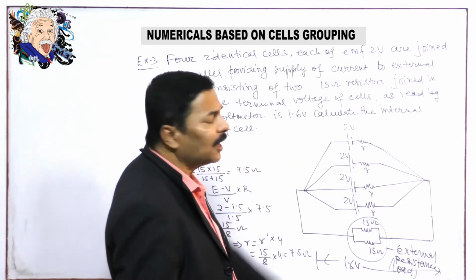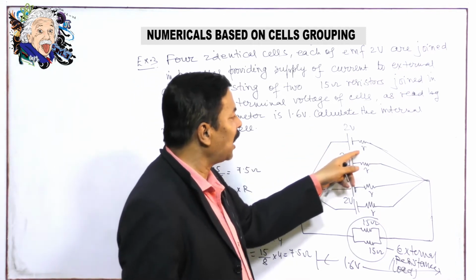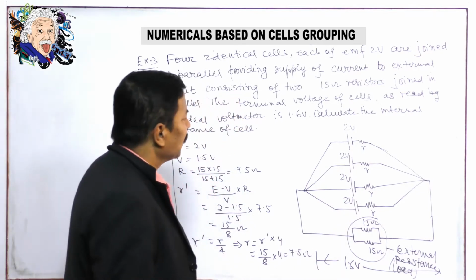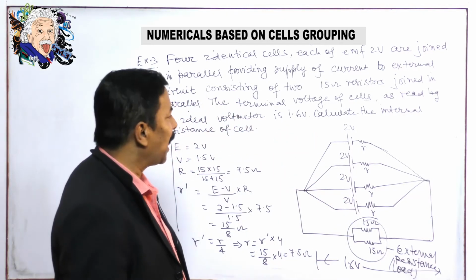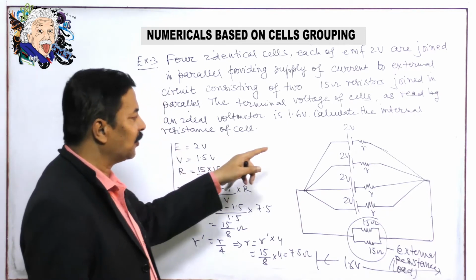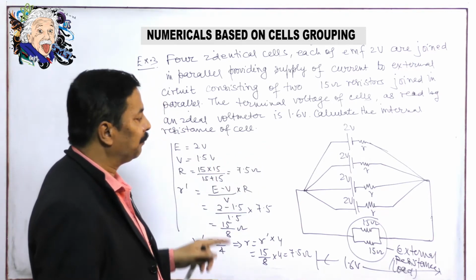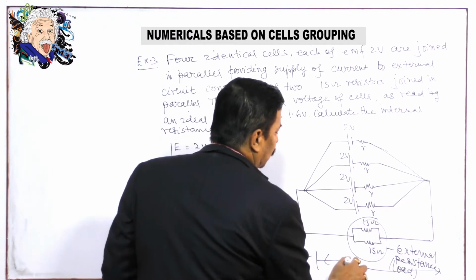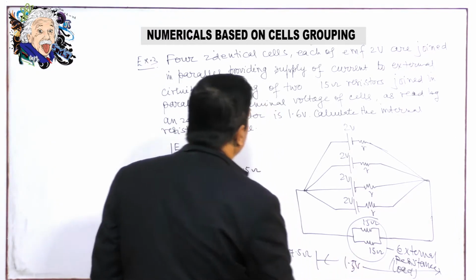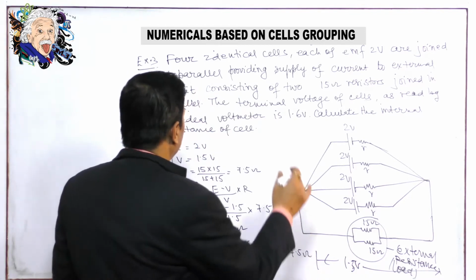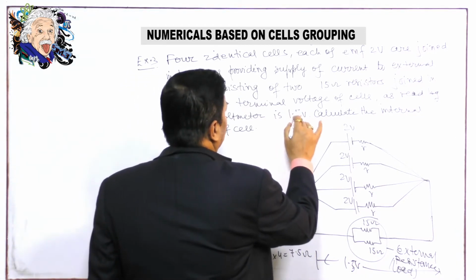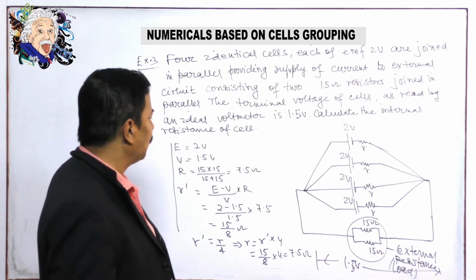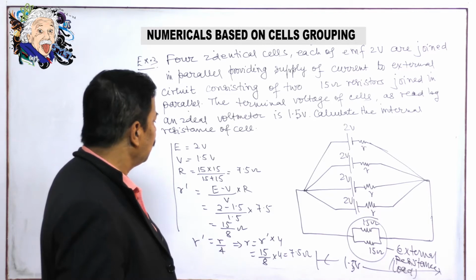Identical cells are there. If I suppose R is the internal resistance of the cell, then as the cells are connected in parallel, the EMF of the circuit is your 2 volt and the terminal potential difference is your 1.5 volt. If the terminal potential difference is 1.5 volt, then what can we take?